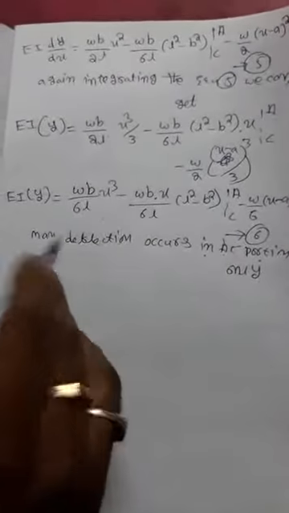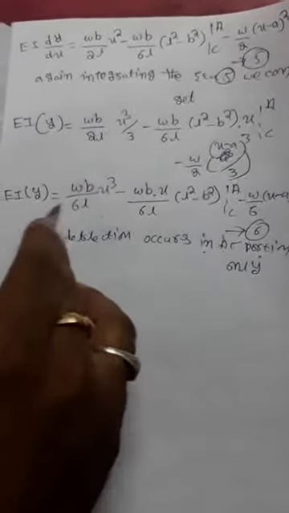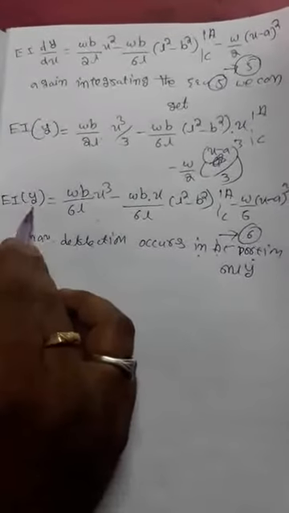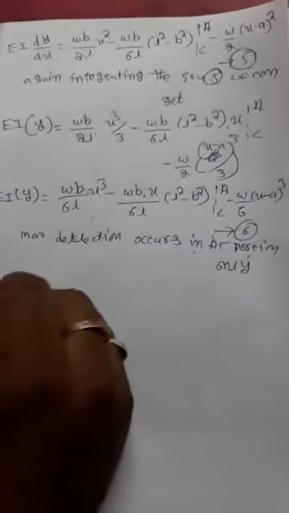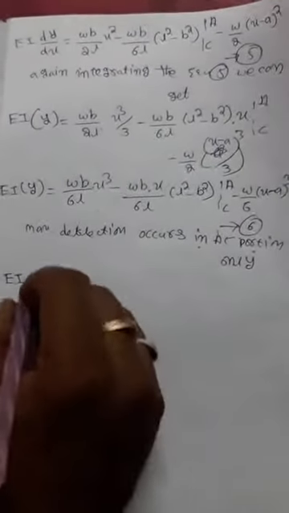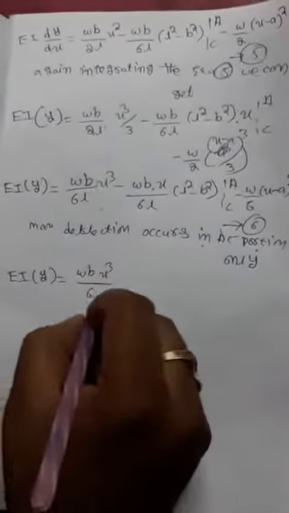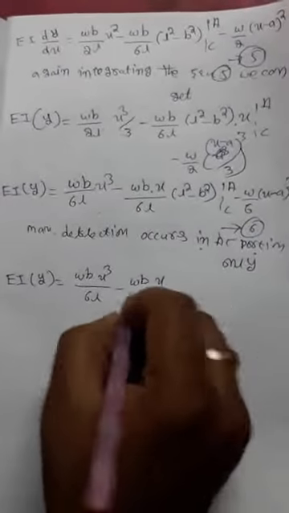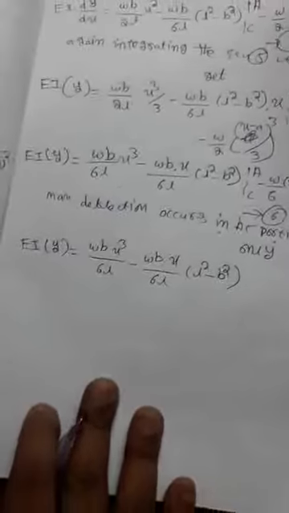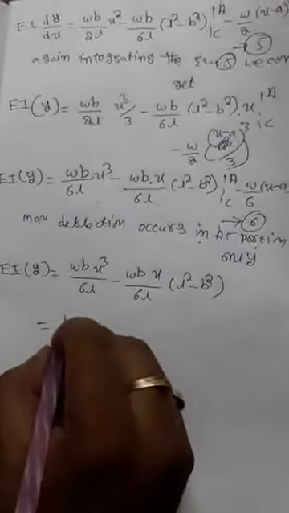This is called the deflection expression. In this equation you can see a y. y is the letter denoting deflection. So up to the AC portion, it is EI into y equals WB x cube by 6L minus WB x by 6L into L square minus B square. Okay, and you can solve this equation to get the maximum deflection.